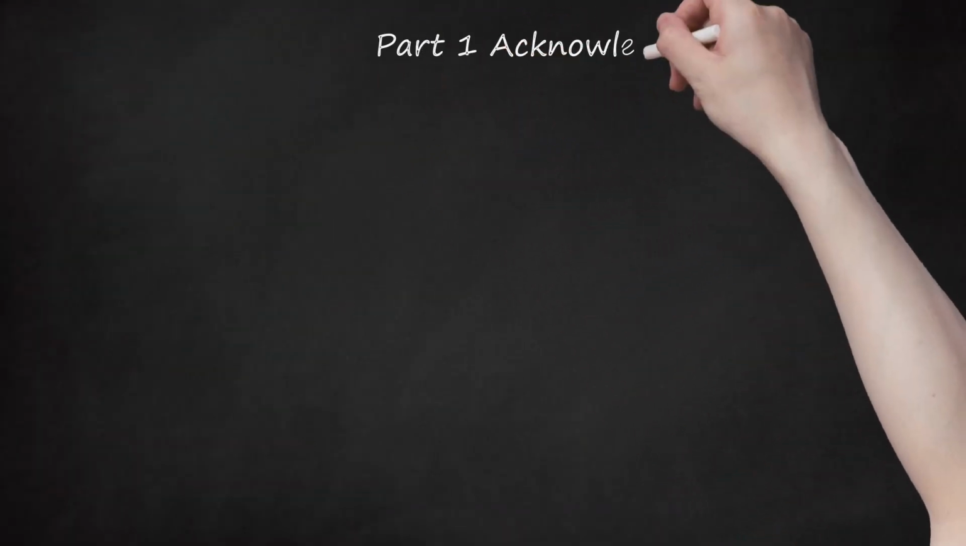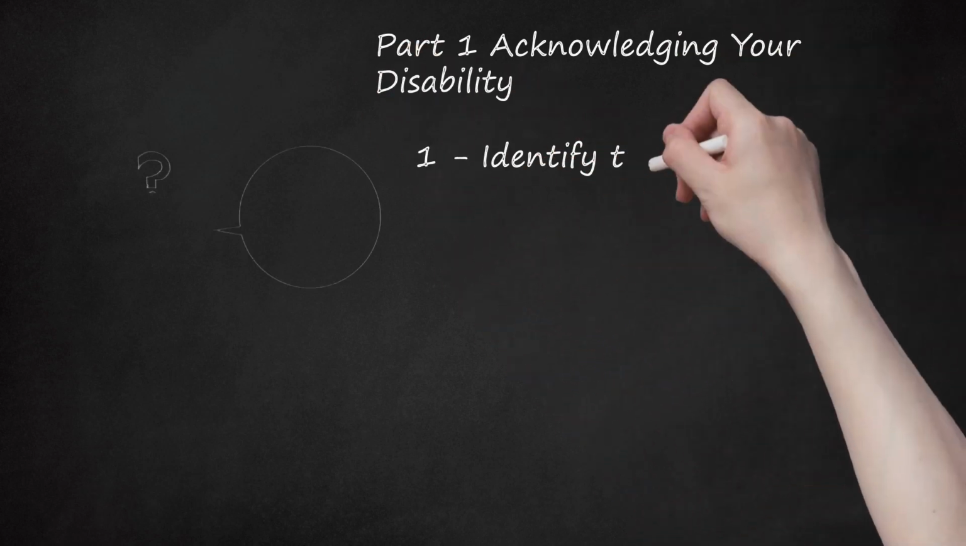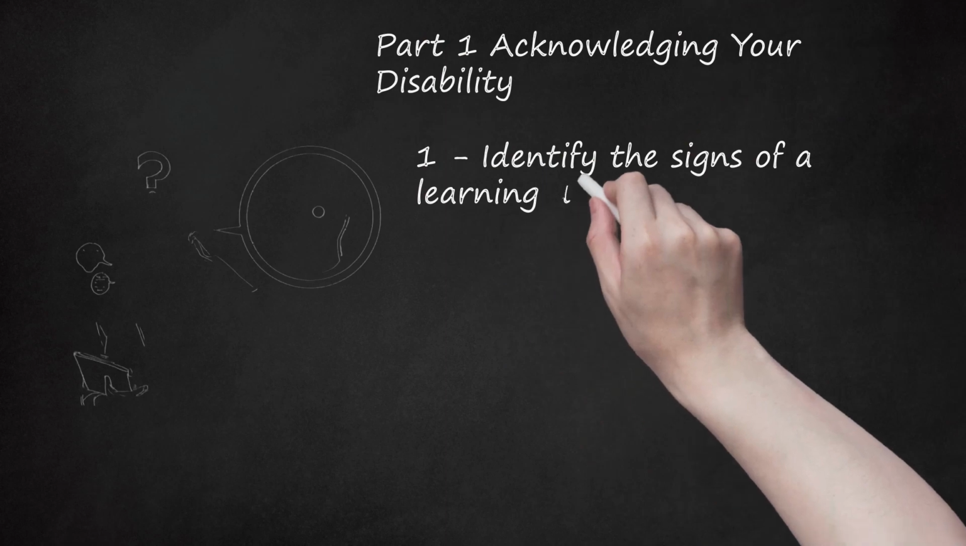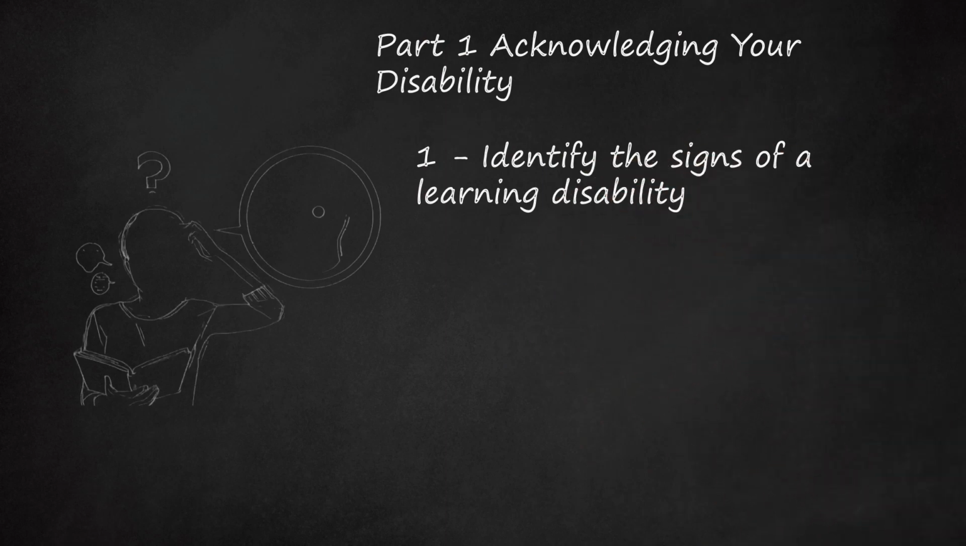Part 1: Acknowledging your disability. 1. Identify the signs of a learning disability. You may not be sure that you have a learning disability. You may also not know typical symptoms if you do have one. Figuring out if you have specific signs allows you to actively and positively address them. It can also help you more easily accept any learning disability.